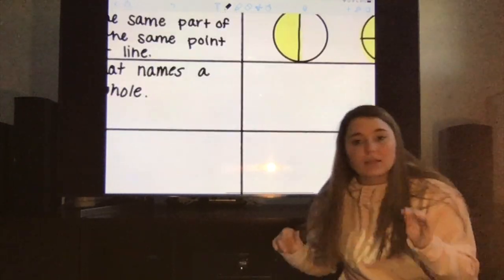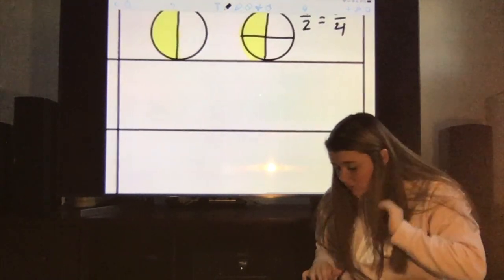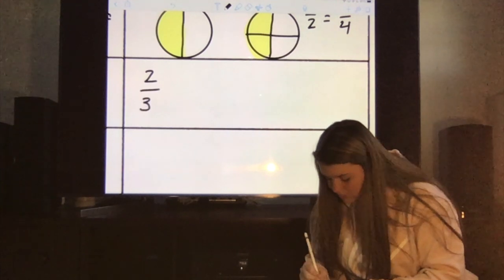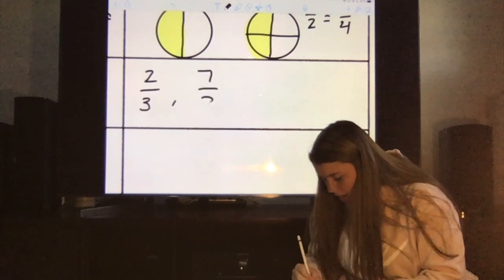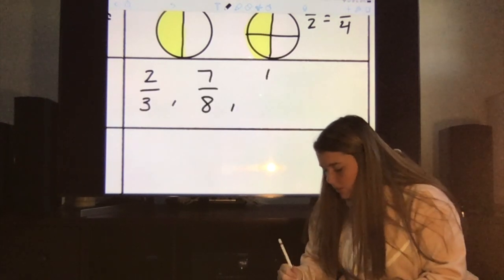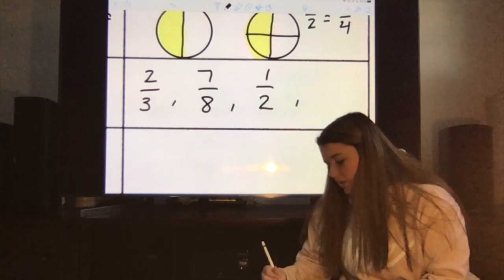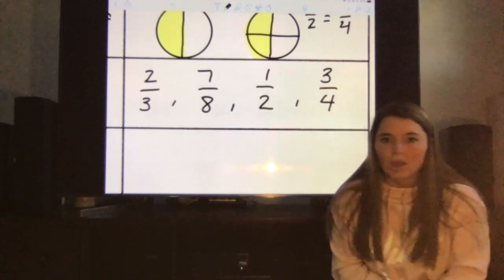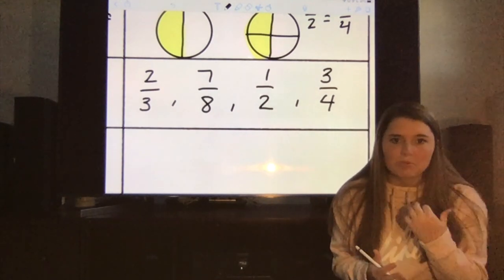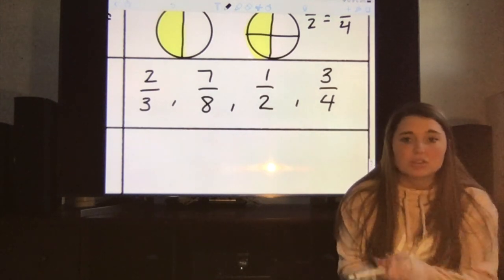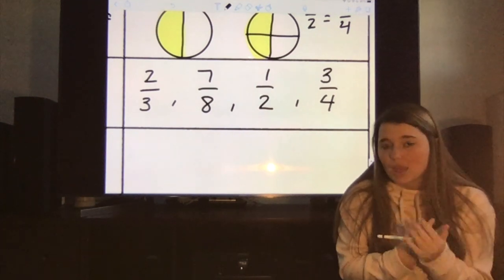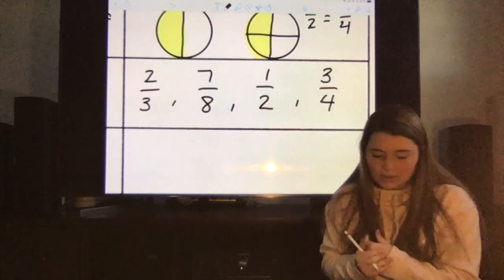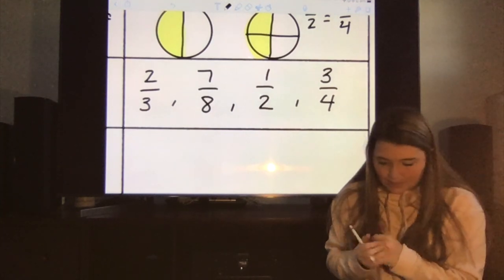Okay, next is our example. I'm just going to write a number of fractions. I'll do 2/3. I'll write down 7/8. I'll write down 1/2. And I'll write down, let's do 3/4. Okay, bunch of different fractions separated by a comma, because when you list fractions and numbers, you want to make sure you separate it with a comma. So just pause it and copy down the list of fractions.